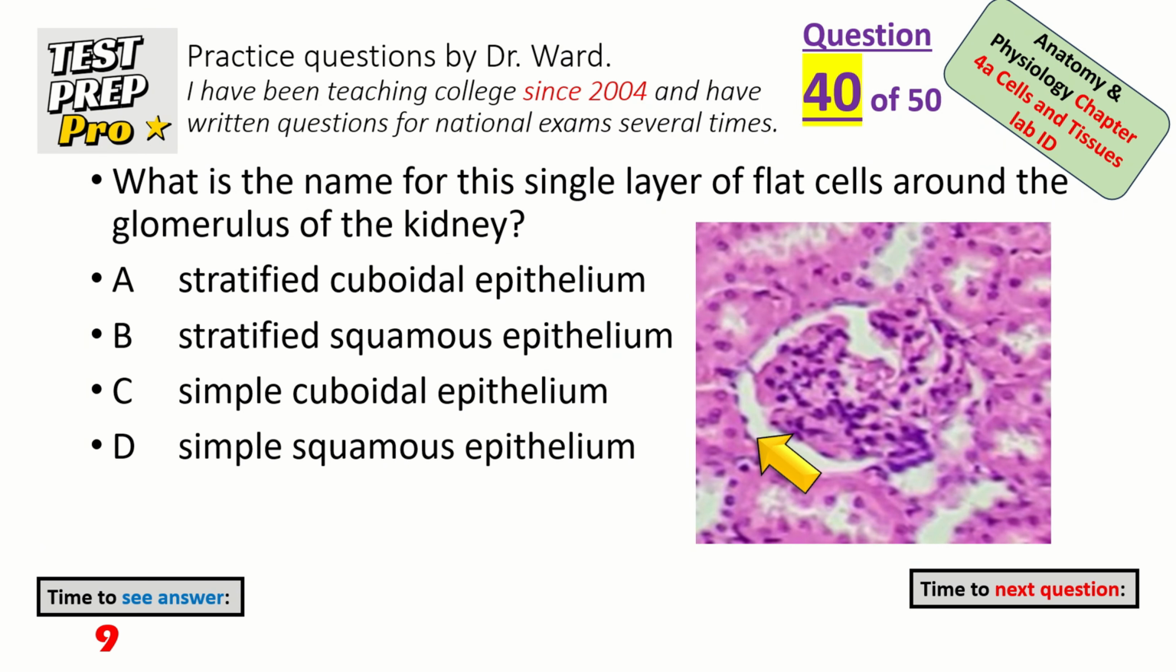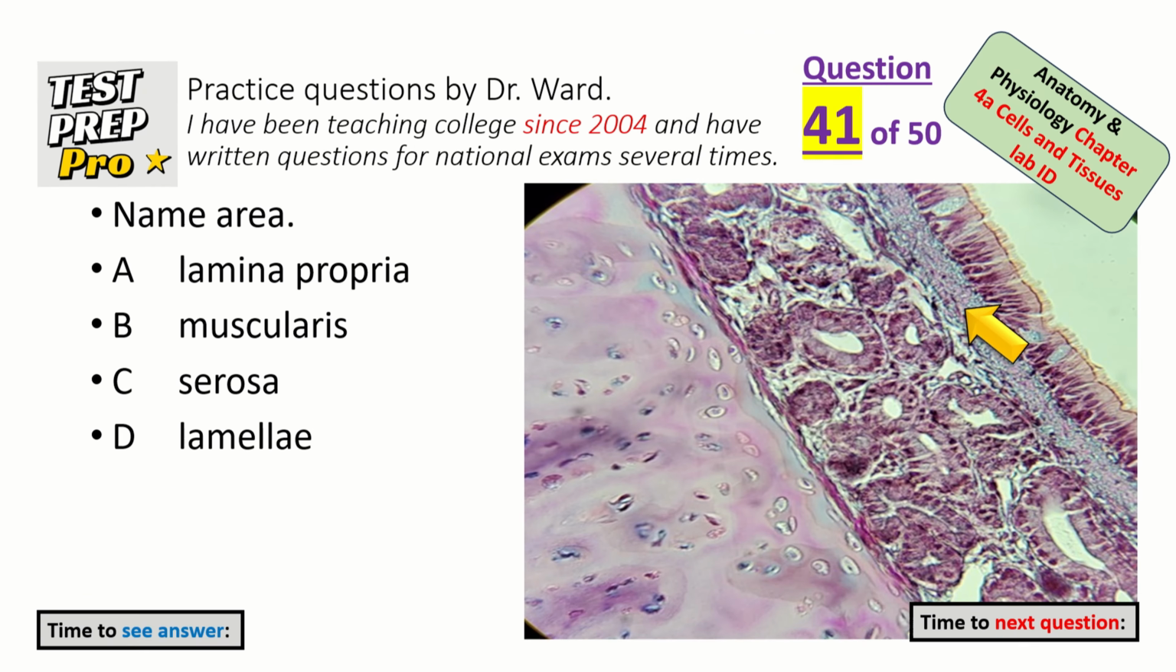What is the name for the single layer of flat cells around the glomerulus of the kidney? Simple squamous epithelium. You're doing great. You're almost done. You're getting close to the end.